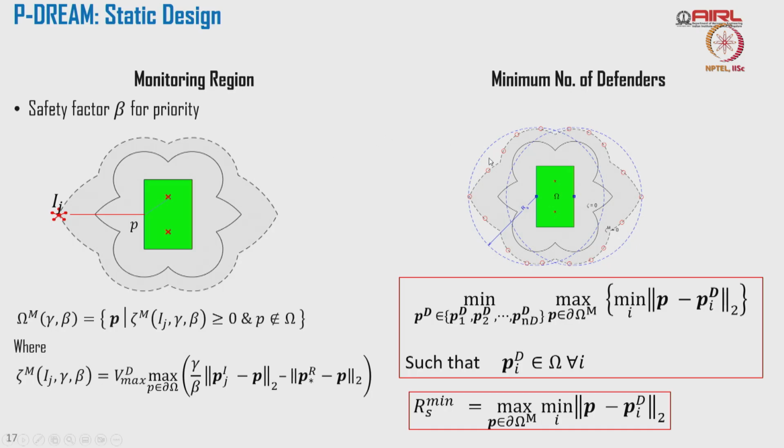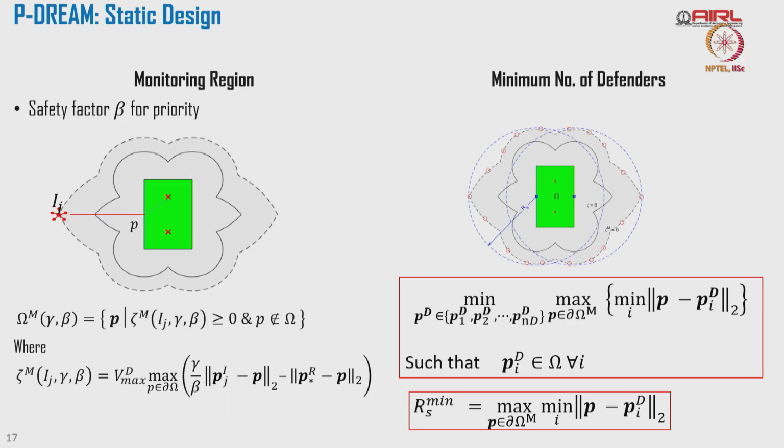I want all the points in the region to be monitored continuously. I know each defender has a camera or some sensor. The sensor has a specific radius, right.